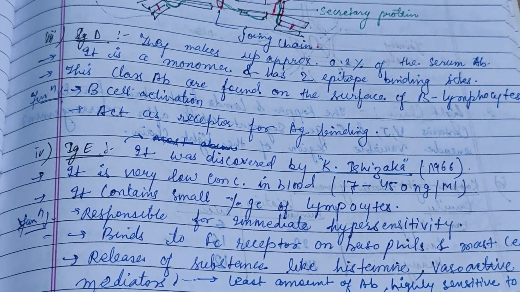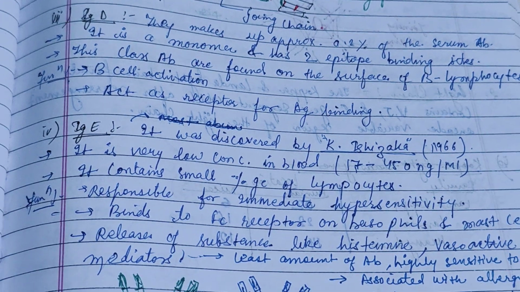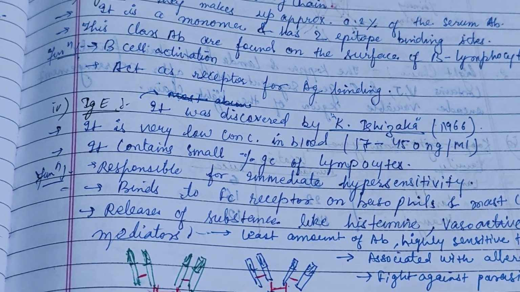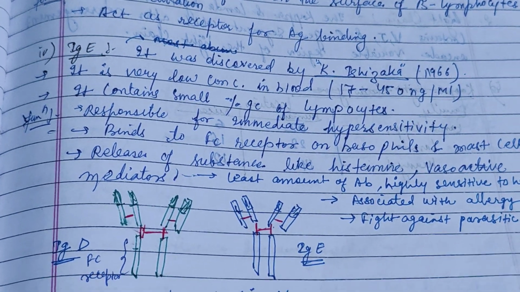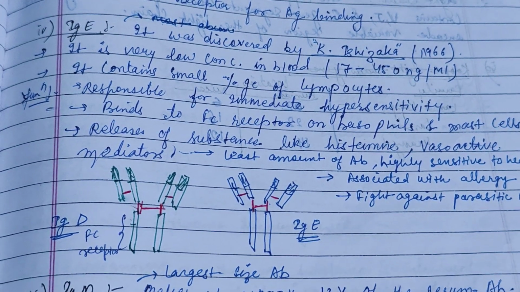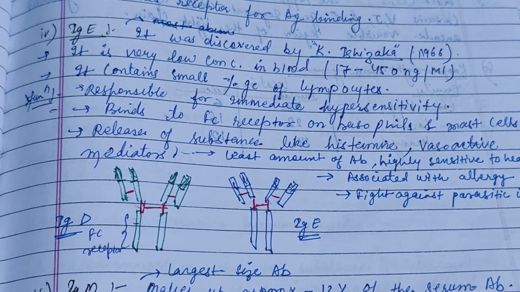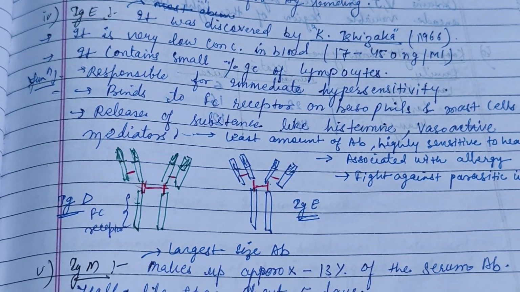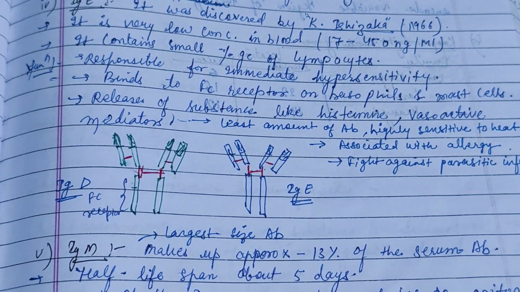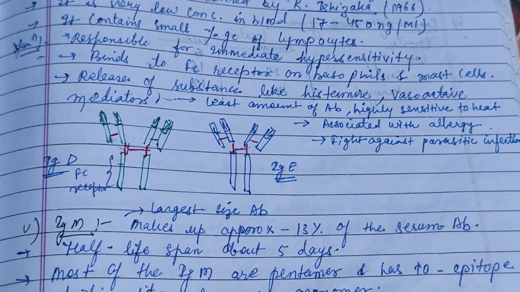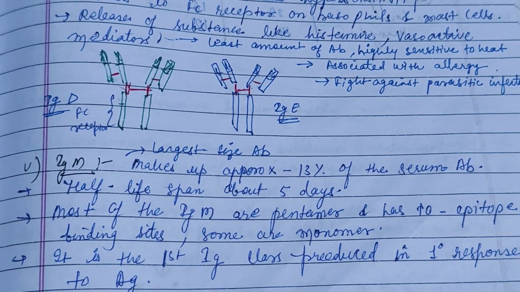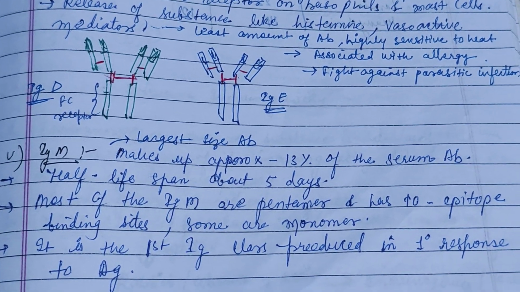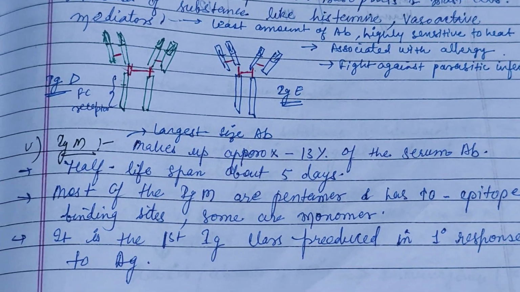IgD makes up approximately 0.2% of the serum antibody, and its functions are B cell activation and acting as a receptor for antigen binding. IgE was discovered by K. Ishizaka in 1966. It is in very low concentration in blood. It binds to the Fc receptor on basophils and mast cells, is the least abundant antibody, is highly sensitive to heat, and is associated with allergy and the fight against parasitic infection.